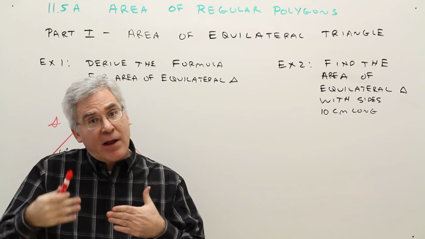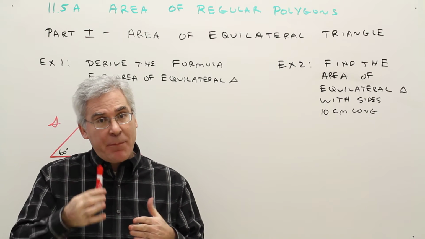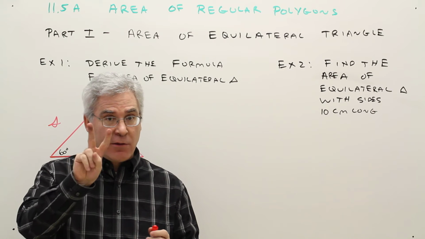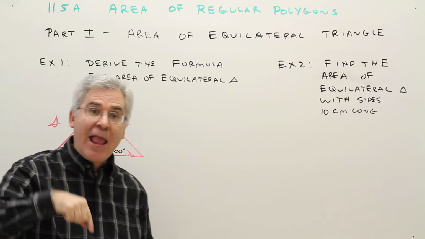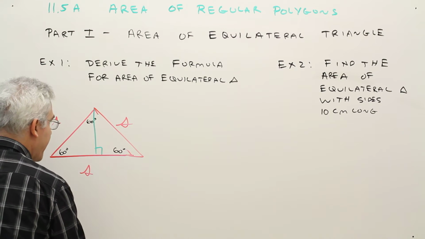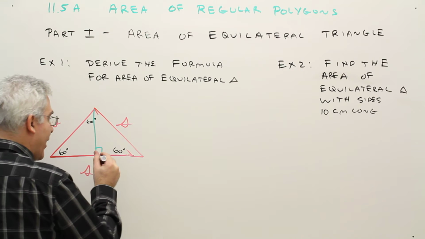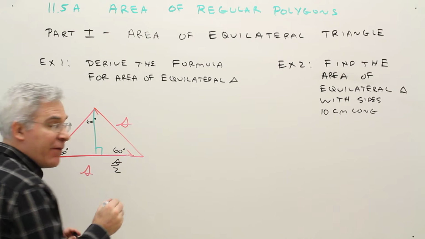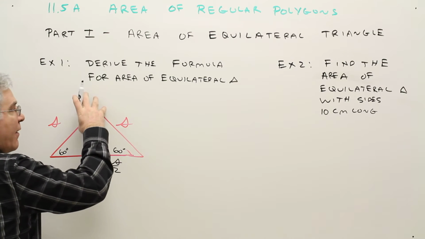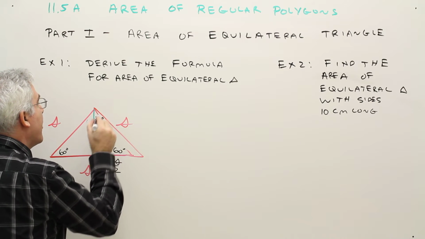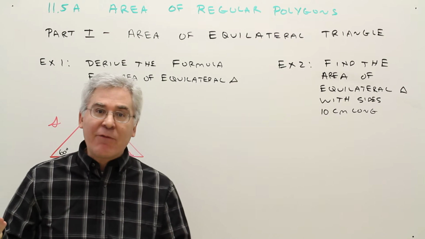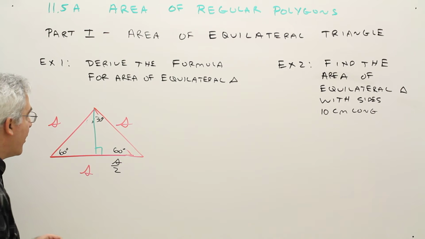And recall that for an isosceles triangle, when we drop an altitude from the vertex angle, it does two things. It bisects the vertex angle, and it bisects the opposite side. So if this whole side here was S, this will be half of that, or S over 2. If this whole angle here was 60 degrees, this angle here will be 30 degrees. And then I've got a 30, 60, 90 right triangle.